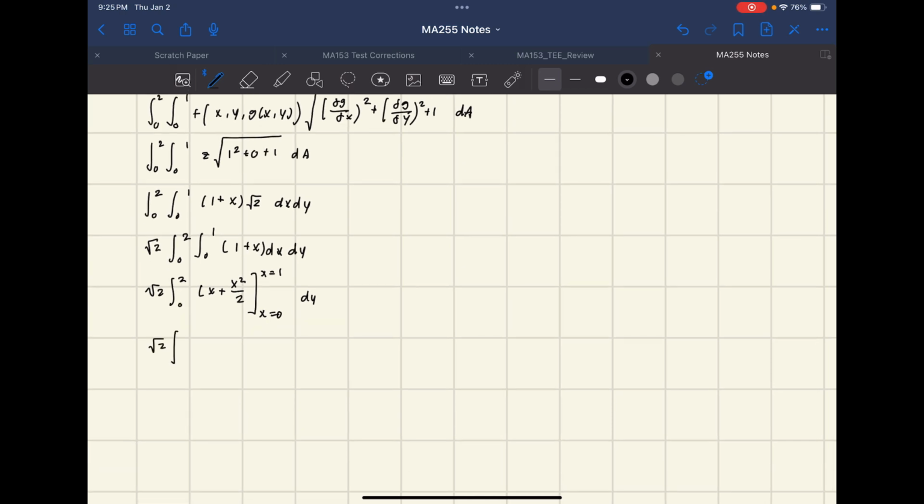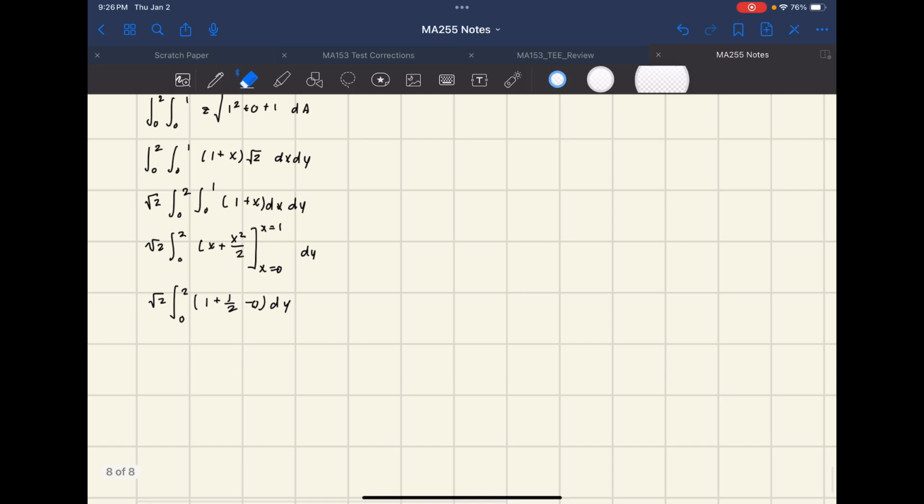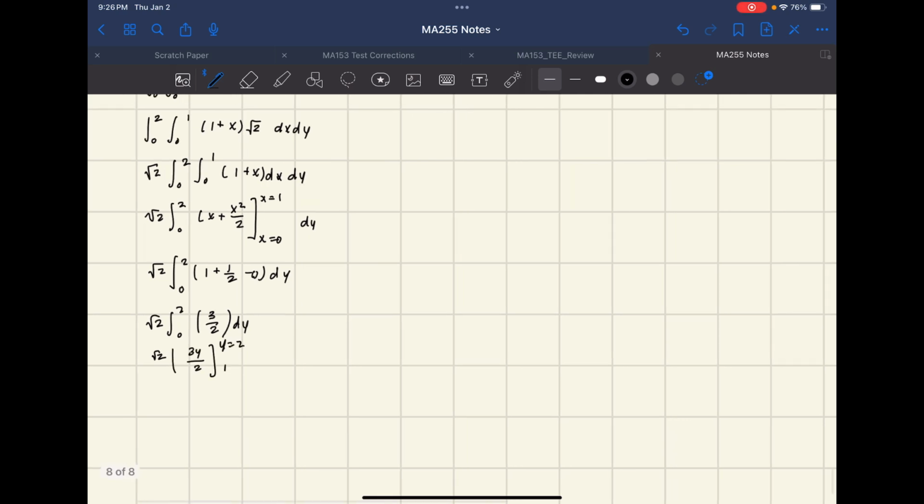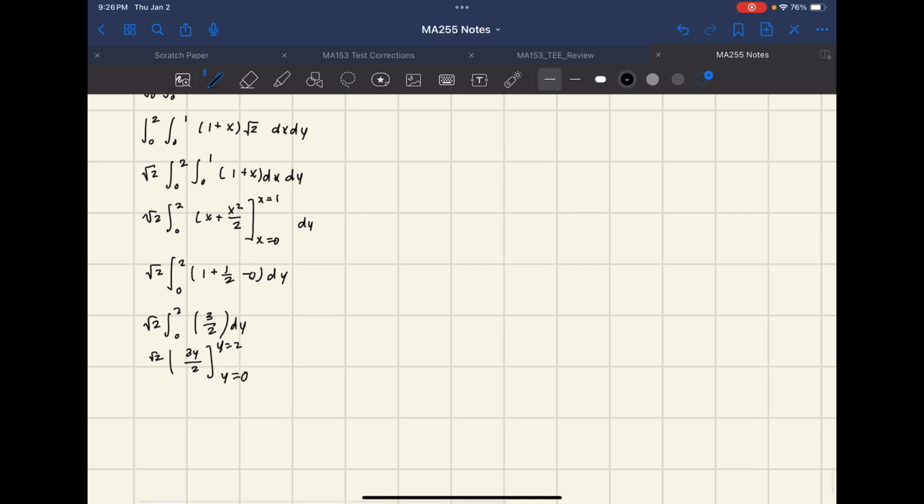So I'm going to plug 0 and 1 in. Simplify the inside. And then now integrate with y equals 2 and y equals 0. Okay, so that gives me 3 rad 2.